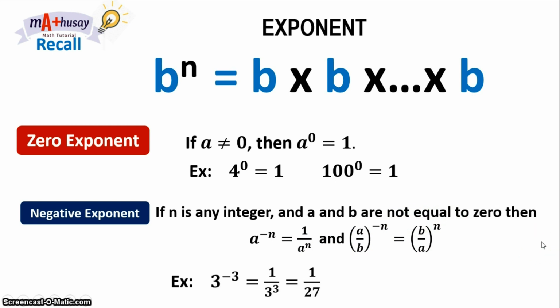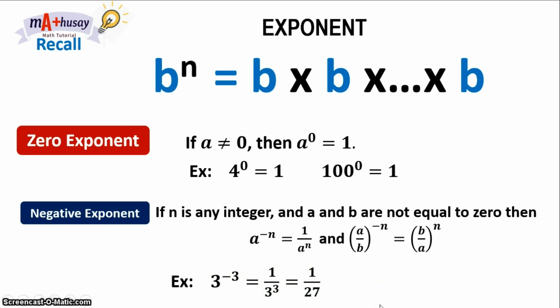So, for our example, 3 raised to negative 3, that's equivalent to 1 over 3 raised to 3. So, 3 cubed is equal to 27. Kasi 3 times 3 times 3, that's 27. So, 3 raised to negative 3 is equivalent to 1 over 27.